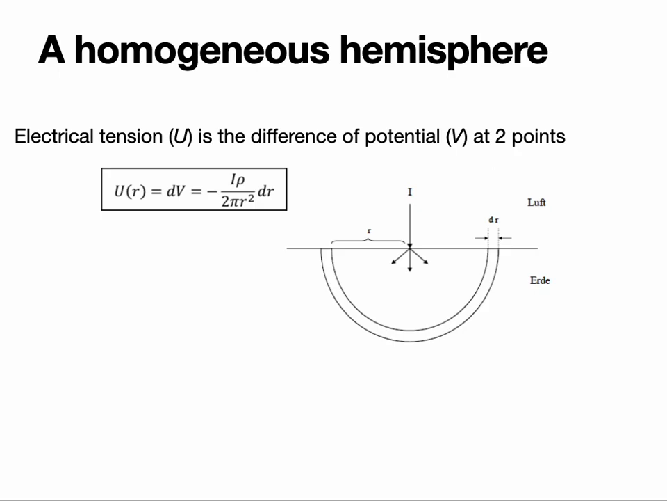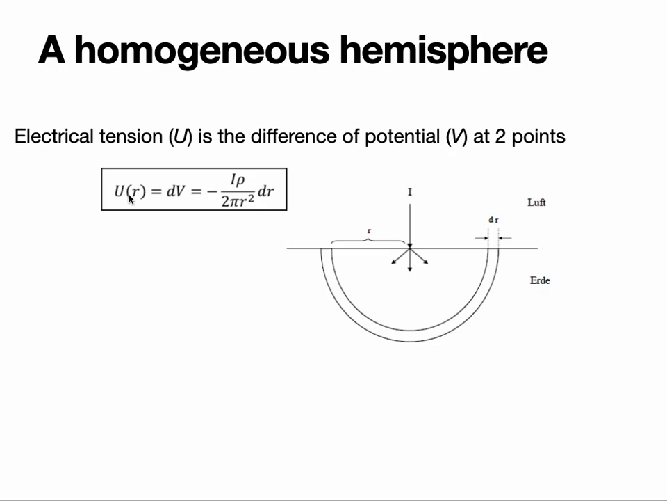Now, let's consider one part of the apparatus. We consider one electrode that injects current. And we want to measure the difference of potential, V, between 2 points. So I is the point where the current is injected. It's going inside the ground. See, that's the air, that's the subsurface. And r is the radial distance from the point of injection. So r is this distance. dr is a little variation of the distance r.